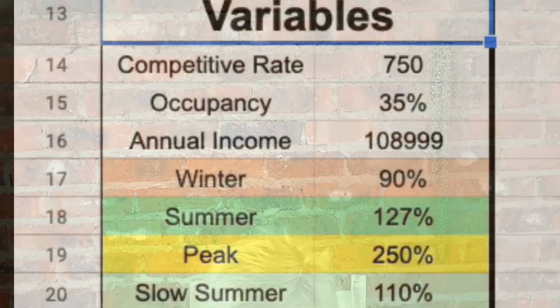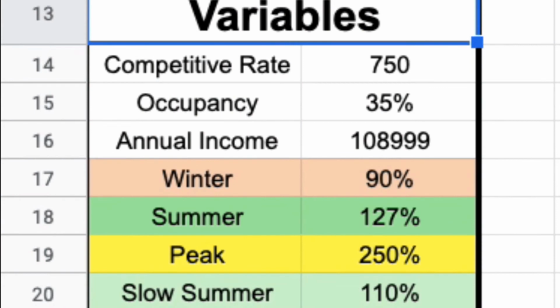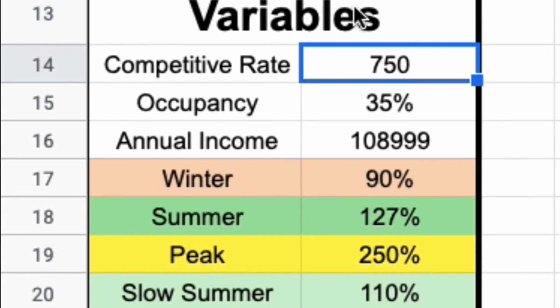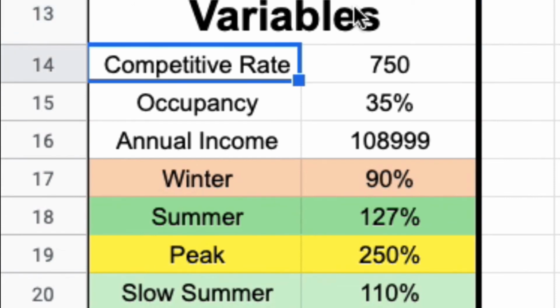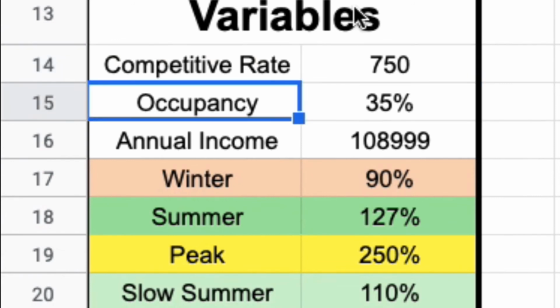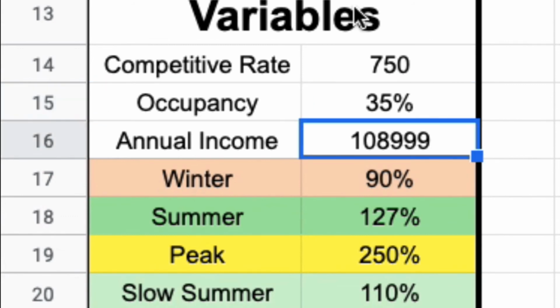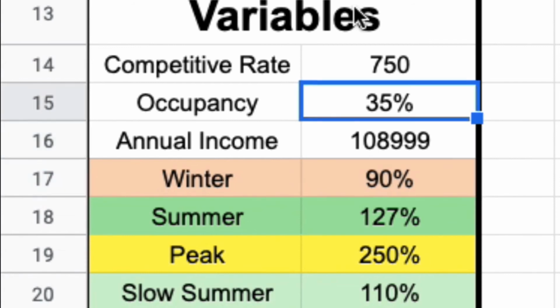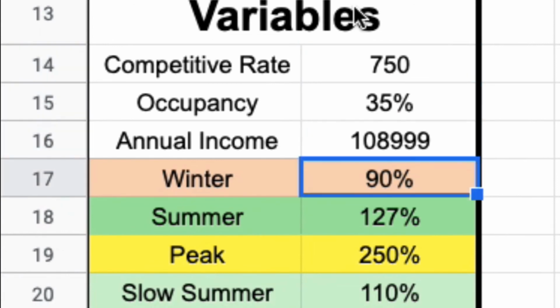Okay, in previous videos I used most of these figures for our example. We calculated a competitive rate of $750 per day, and we work on a conservative occupancy of 35%. And for this example, the annual income is expected to be $109,000. For winter, I've chosen a reduction in rate of about 10%. So only 90% of the $750 gives us for winter a discount of 10%. But I'm not working on discount, remember. I'm just discounting the price before we actually set that.